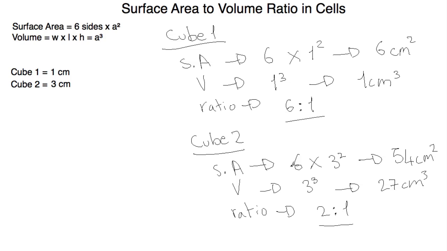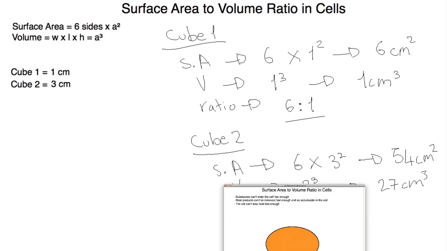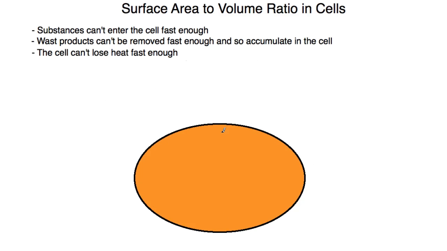And so let's look at the consequence for cells when their surface area to volume ratio gets too small. So here we have our cell again. And this cell has increased so much that surface area to volume ratio is too small for it. And what happens is that its chemical activity has increased, but since the surface area has not increased to the same extent as the volume, it cannot take in substances fast enough to fuel these chemical reactions.